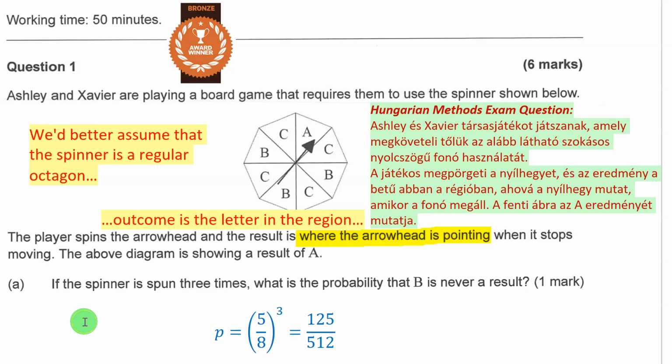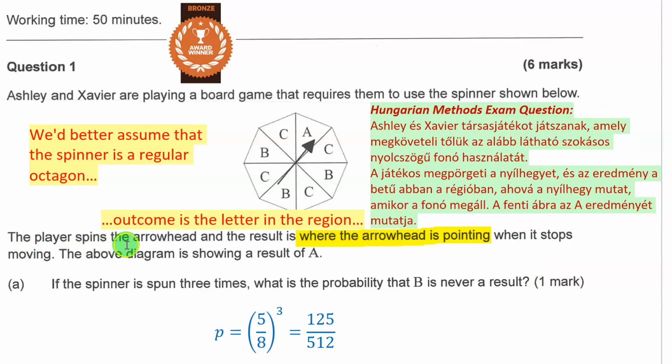So we're off on to question one, and it turns out this is our bronze award winner for the exam, as one of the third worst questions on the exam, we thought. Ashley and Xavier are playing a board game that needs them to use this spinner. Now, we're pretty certain we saw this in a Hungarian methods exam question, and the examiners probably chucked it into Google Translate and came up with this story here.